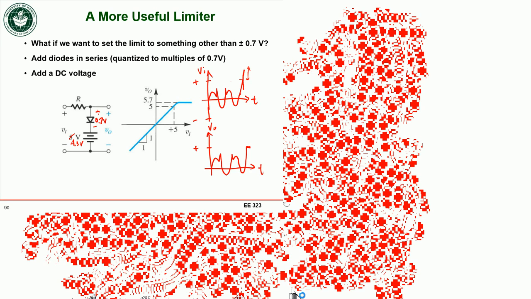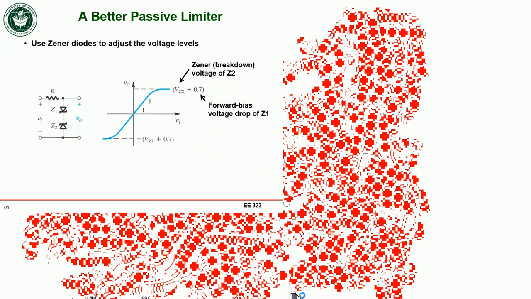So we can now set our voltage limit to any value we want, because we just added a DC source there and we can control it. But now we just made our circuit a little bit more complicated, because I have to have another voltage source. So another way to make a limiter using only diodes, not having to put any extra voltage source in there, is to use Zener diodes.